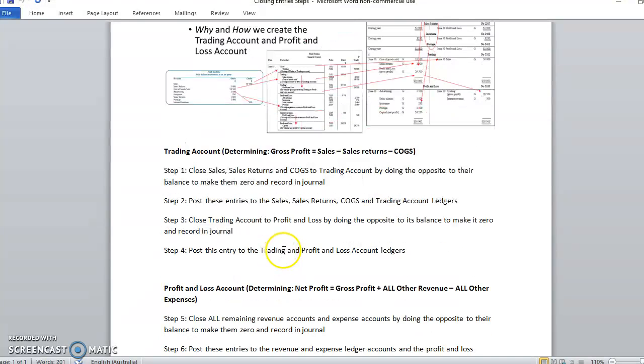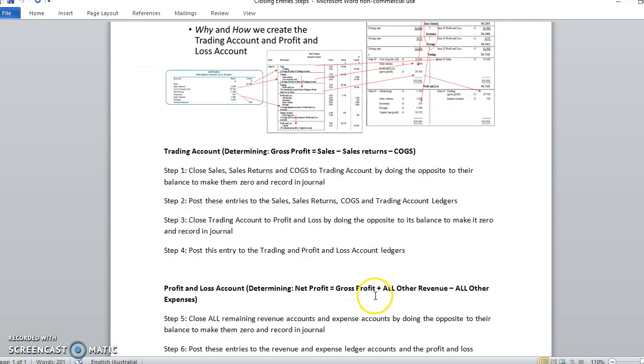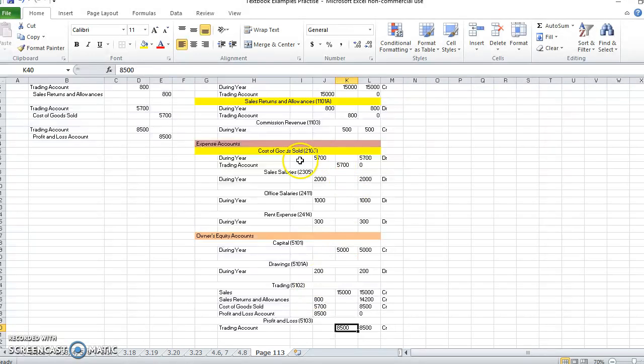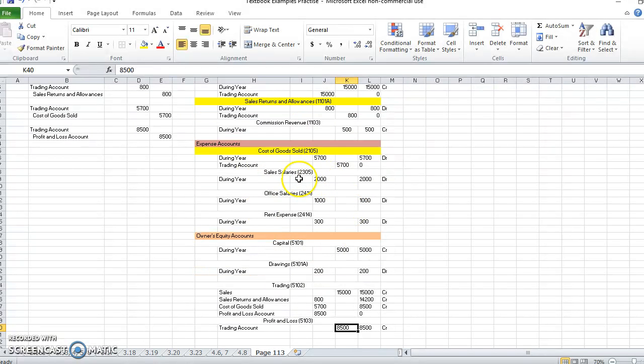The next step is to manage our profit and loss account. We've determined our gross profit, now we need to determine our net profit, which will be our gross profit, which we have now, plus all other revenue minus all other expenses. So we have to close off all the ones we haven't highlighted yet, our other revenues and our other expense accounts.